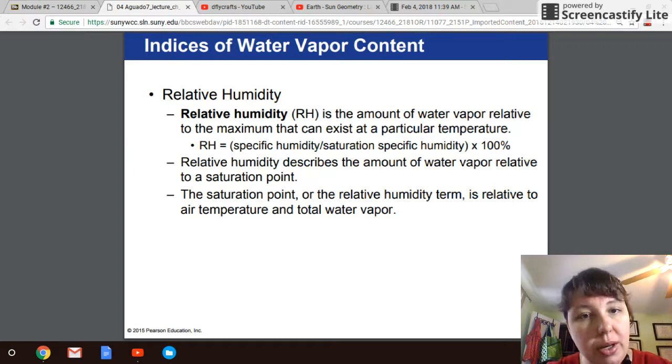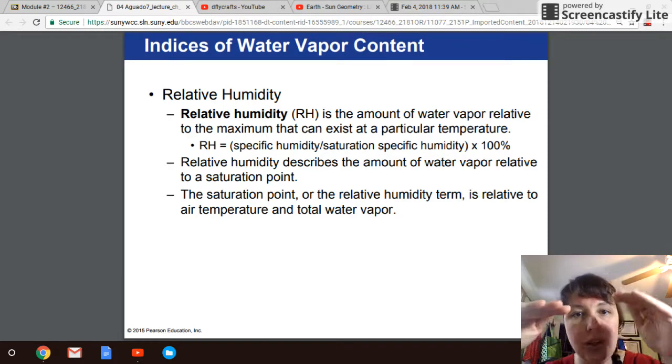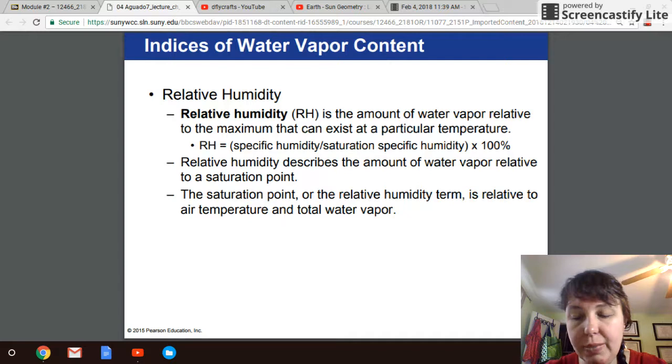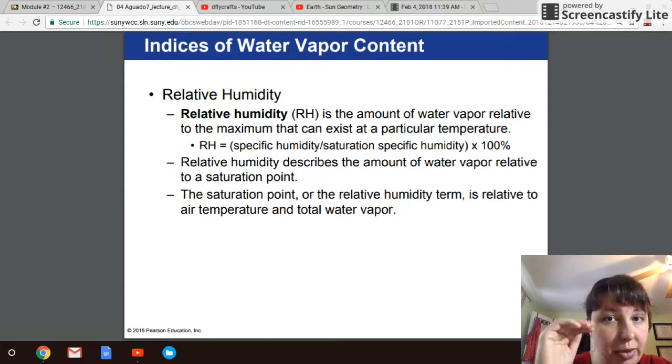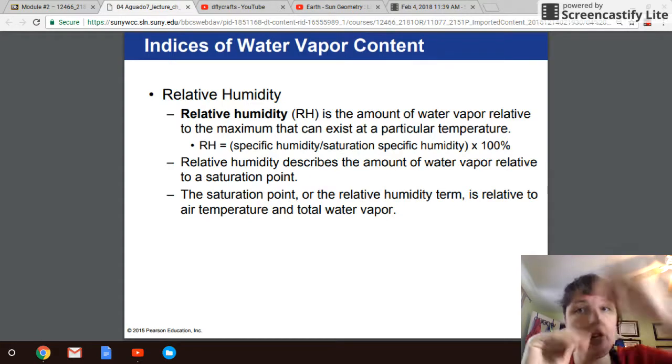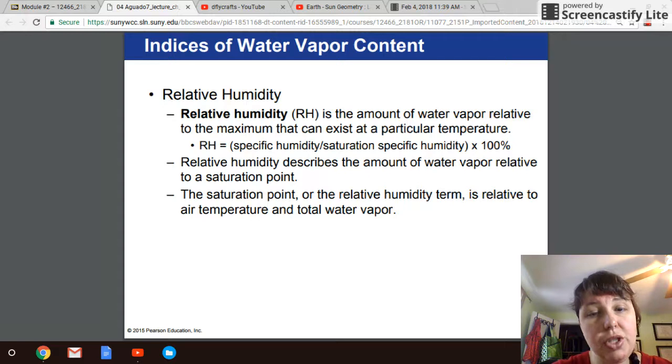The next term is relative humidity. Relative humidity is a percentage, and what it is, it's the percentage to the line that is 100%. It's the percentage to that 100% specific humidity. So if I say that my relative humidity today is 50%, I am saying that I am 50% of the way to 100%. That's what we're saying.